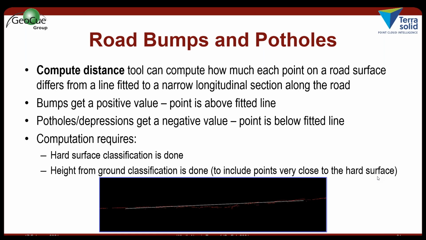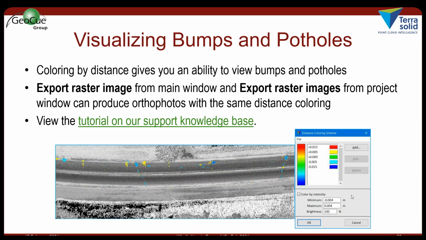There's a new workflow for finding road bumps and potholes, and Archie did a very nice little tutorial on this, which will take you through colorizing. It's a new distance coloring routine. Two things came out of this: one is a new computation of distance, and the second is that in the export raster images tool you have the ability to create rasters using the distance. That gives you a number of different options, especially on the analysis side, because you can colorize and use distance to represent a number of different pieces of information. You now have a way of rasterizing that as well.